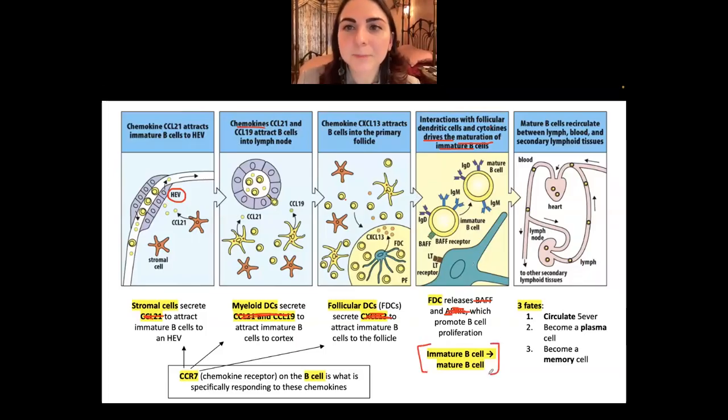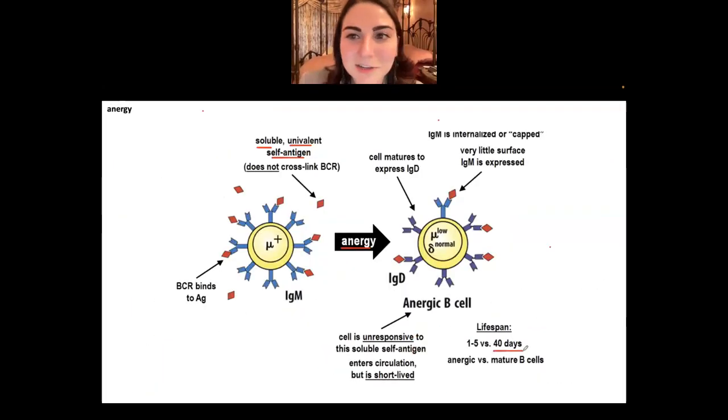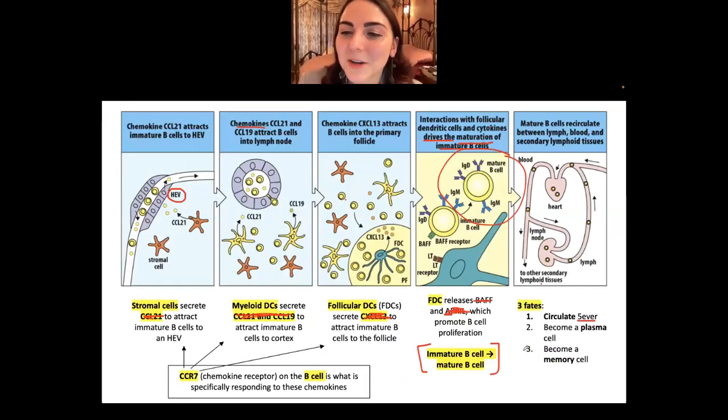And then from here, now we have our beautiful mature B cell with both IgM and IgD on its surface. And from here, there's 3 fates. 1, it can just circulate forever and ever. Not really. It does have a half-life. Actually, I think it was on this other slide. Yeah, 40 days. So not forever, actually 40 days. But it can just circulate. If you never come in contact with an antigen, it'll just circulate until it dies.